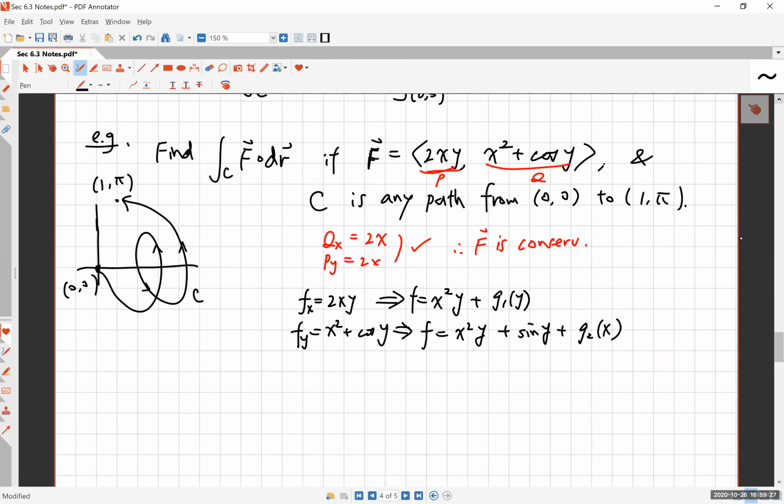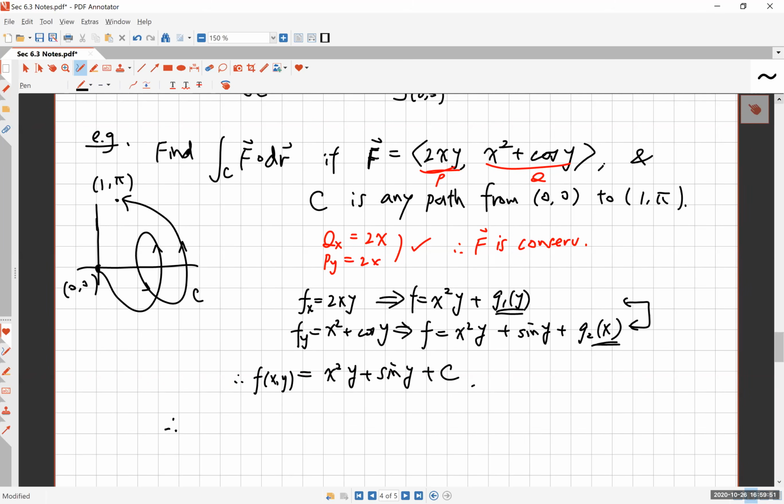Okay, so can you think of one function that looks like both of these? Remember, you're not adding these, by the way. You're looking for one function f of x, y that would look like both of these. And the answer is x squared y plus sine of y plus some constant, which can be included in here as well as in here. So that is my potential function.